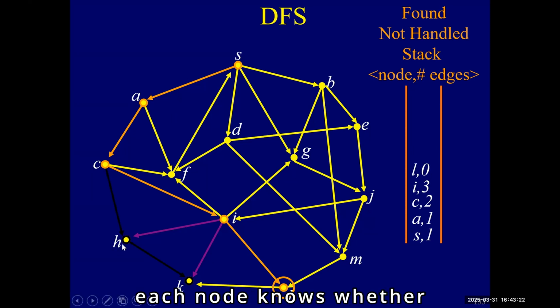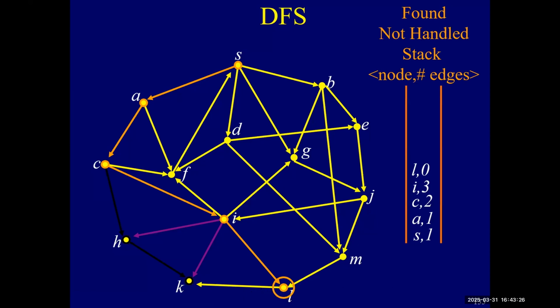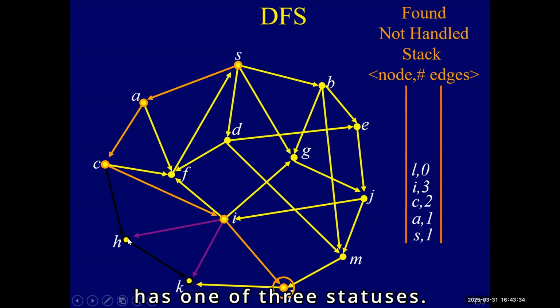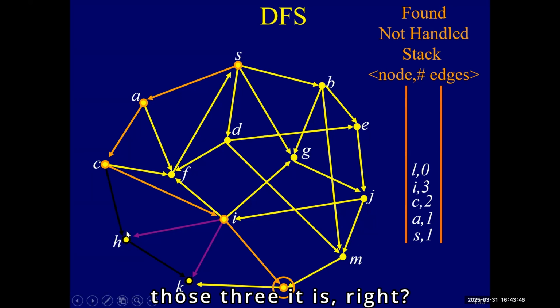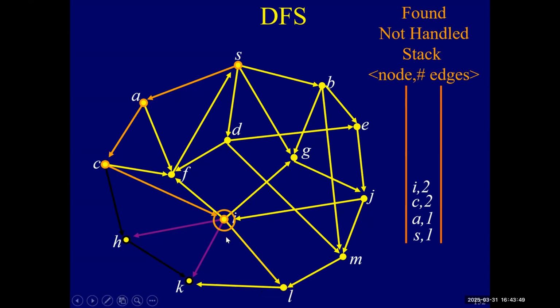I'm going to say each node knows whether it's been found. Each has breadcrumbs on it. So I would say every node has one of three statuses: it's been completely handled, it's still on the queue, or we haven't found it yet. And when I go over to H, it knows which of those three it is.